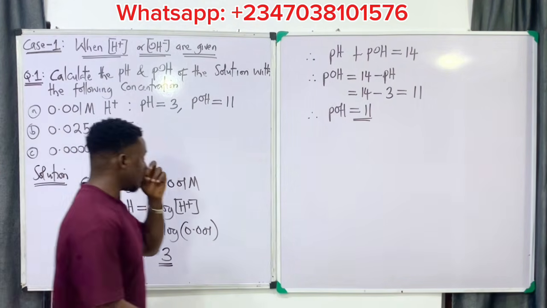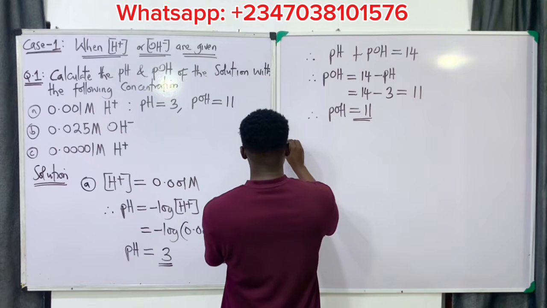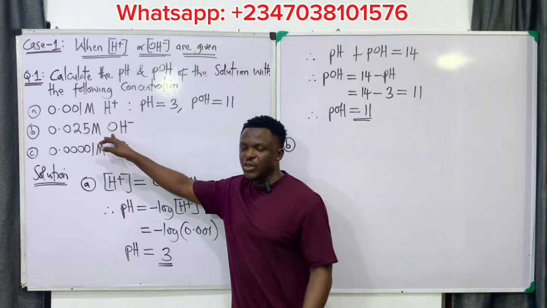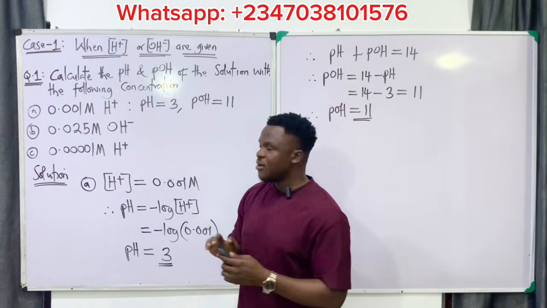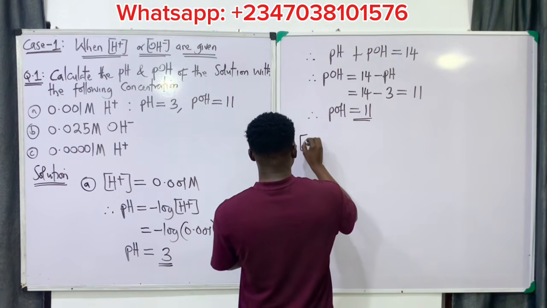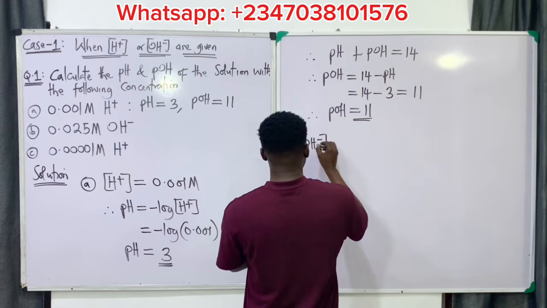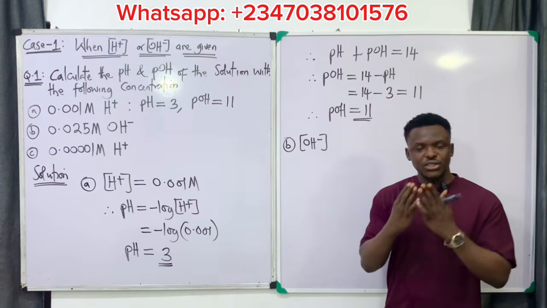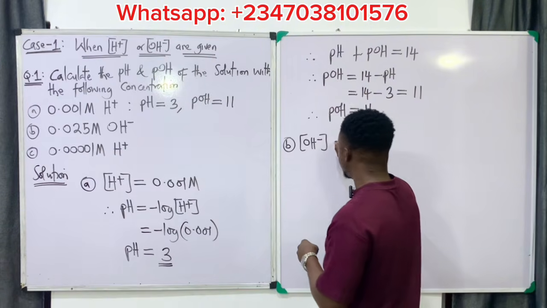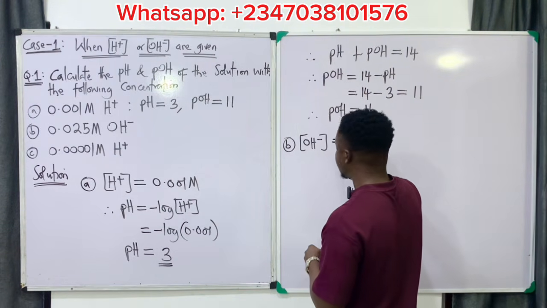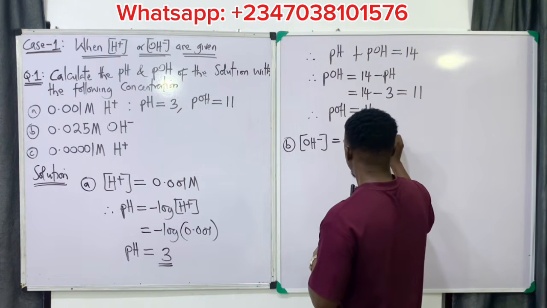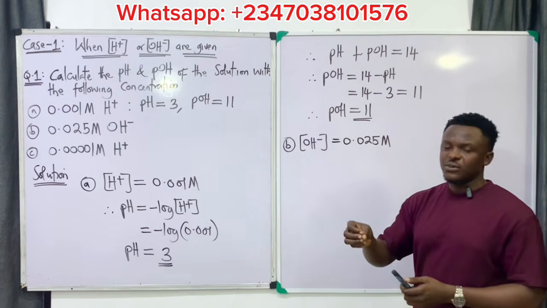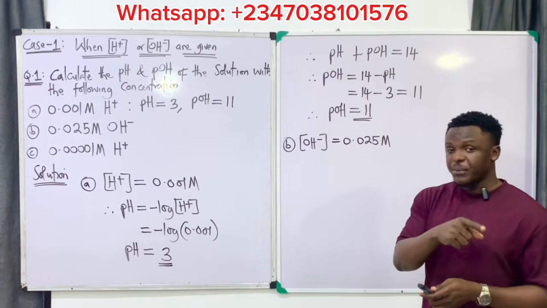Now let's look at the next one, B. Now what they gave us here is actually OH minus, not H plus. So I'll say the concentration of OH minus. Please notice that this square bracket stands for concentration. So this is going to be equal to 0.025 molar. Now since OH was given to me, what I'm going to solve first is going to be pOH.